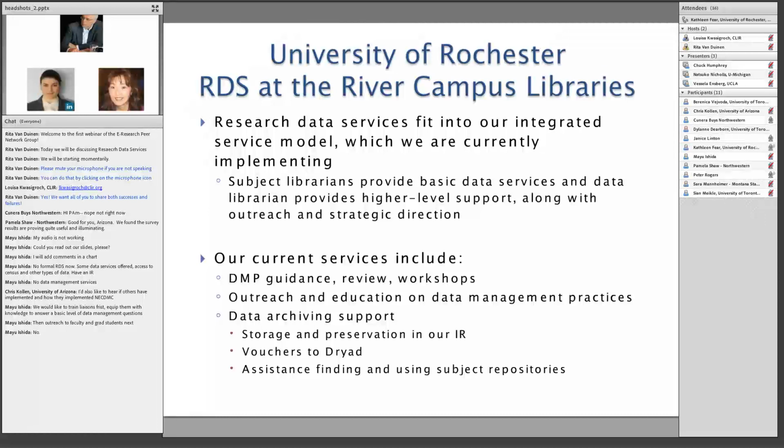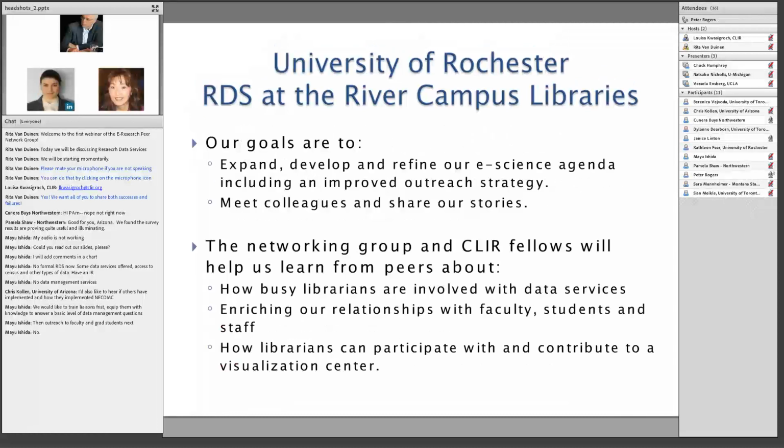And we've got a couple different ways that we're doing that. One is we do have an institutional repository that people can put data into. We recently purchased some vouchers to the Dryad repository to help researchers offset the cost of archiving in that particular repository. We also offer assistance in finding and using subject repositories.